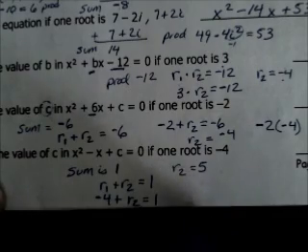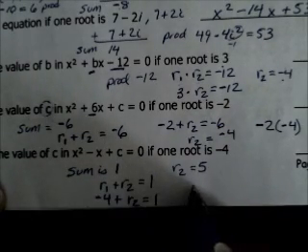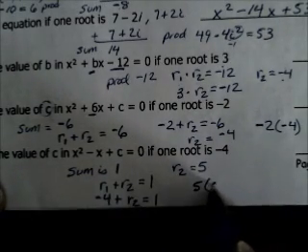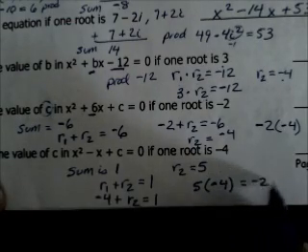Now we want the product, the value of c. So 5 times negative 4 is negative 20.